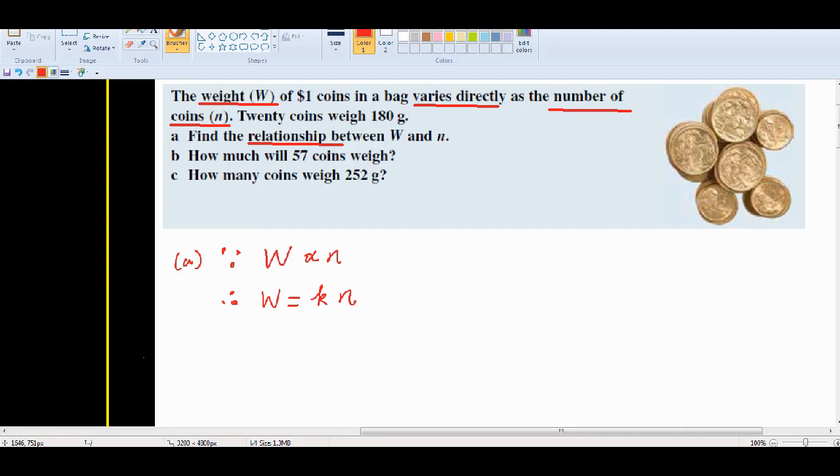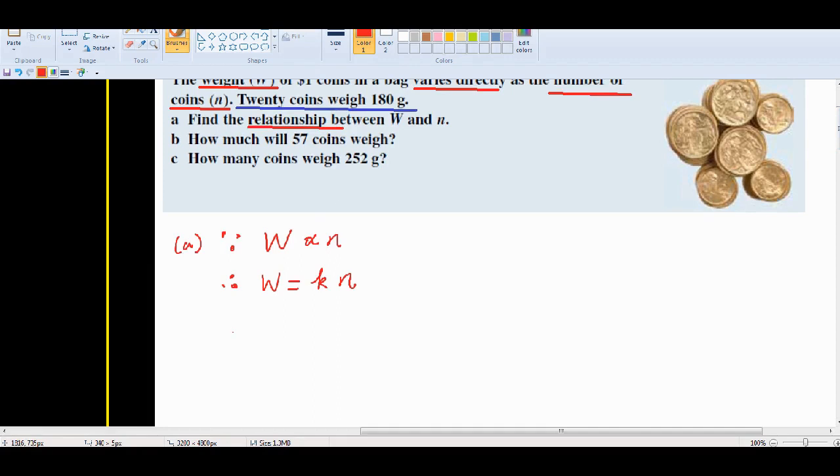Otherwise, we don't know whether that equation can be used to find the values of W and n, because K is still unknown. So you need to find K. How could we do that? You see that's one particular piece of information which is useful. It says 20 coins weigh 180 grams. So 20 means the number of coins, and 180 grams means the weight.